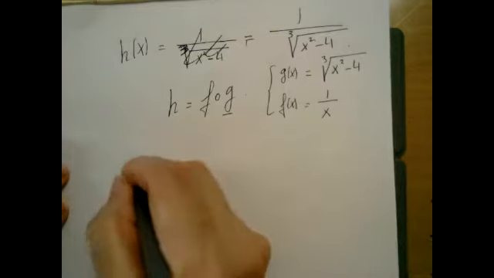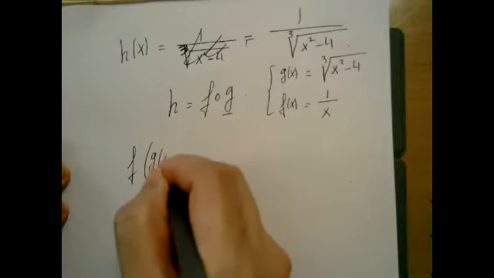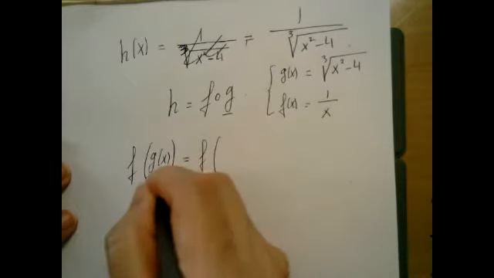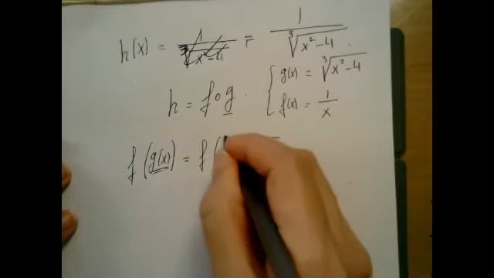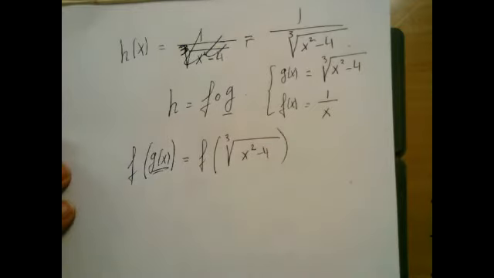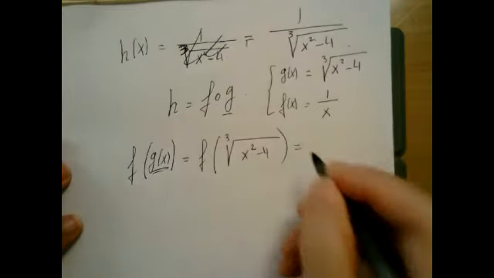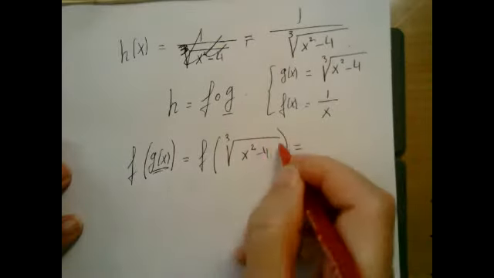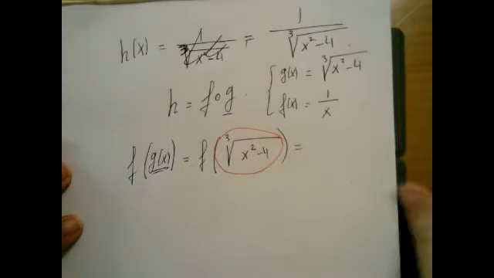Let me check it. What is f of g of x according to the choice our classmate made? G is the cubic root of x squared minus 4. What does f do? It's 1 over your input. So that's my input here. F is 1 over the input.